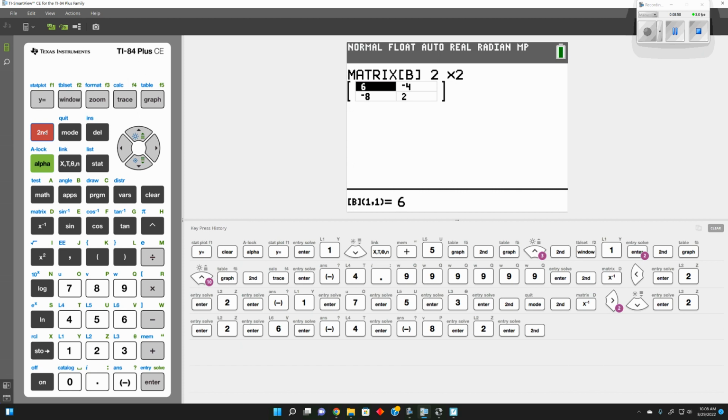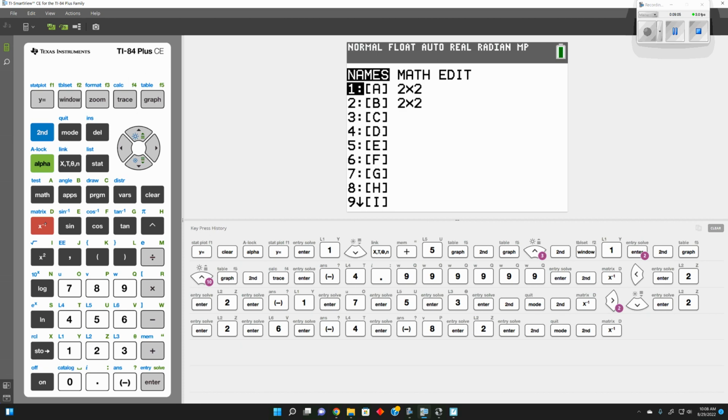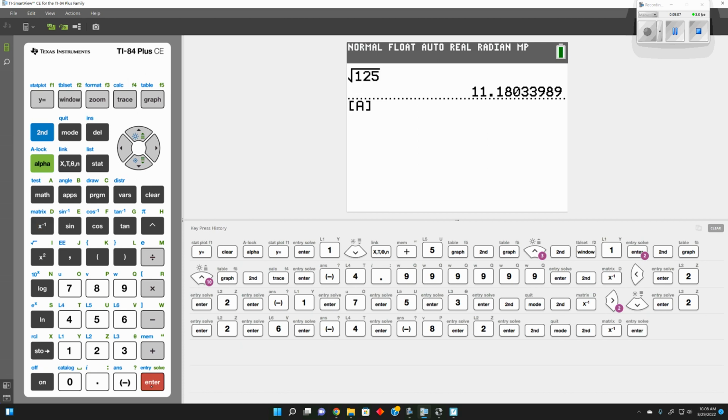So we can go second quit. Now the first matrice that we're dealing with was defined as what? Second matrix, matrice A, yes? And then what did we do? We added to it matrice B. So I can go second matrix.